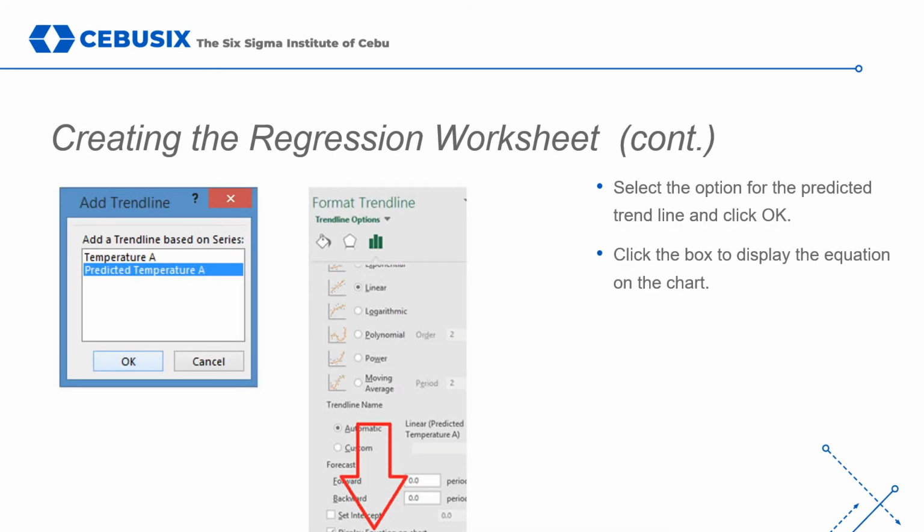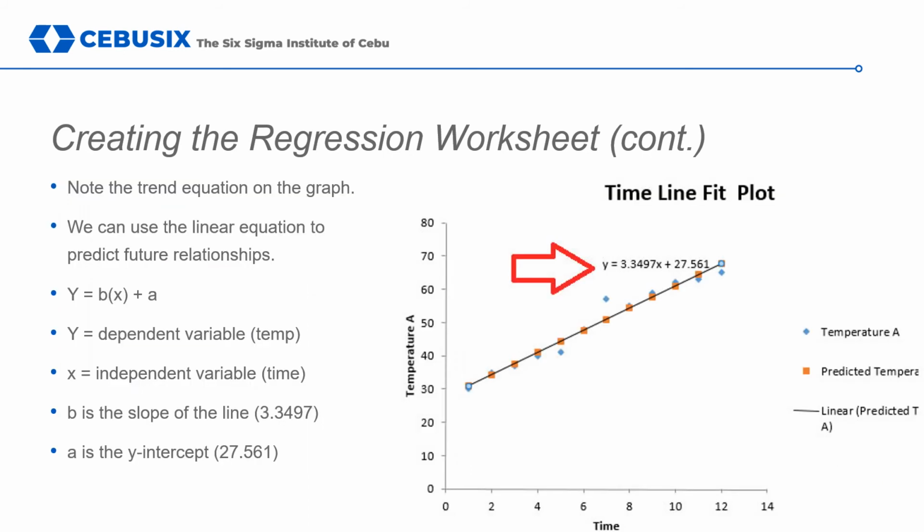A new dialog will then appear, and you will want to select the option for the predicted trend line and then click OK. Then you will have the option to display the equation on the chart itself. The trend line and the trend equation will now both be visible on the chart.